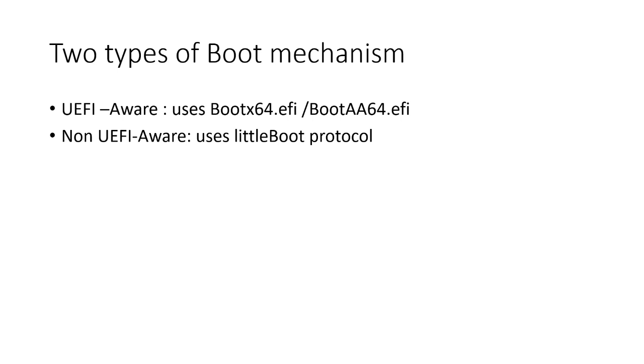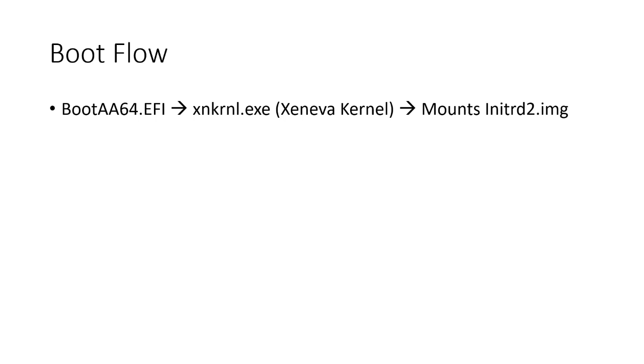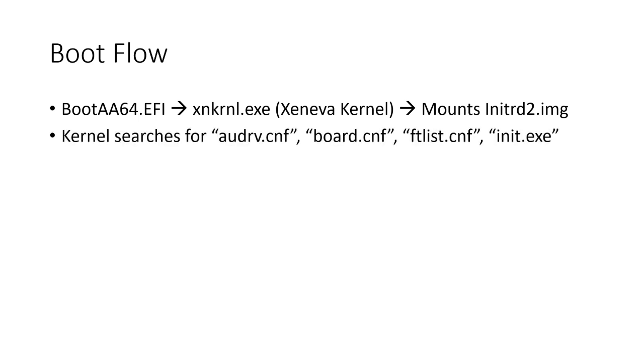When the bootloader is started, it searches for xnkernel.exe and initrd2.img. Once found, it loads them into memory and jumps to the kernel. The kernel mounts the FAT32 formatted initrd2.img and continues to boot.